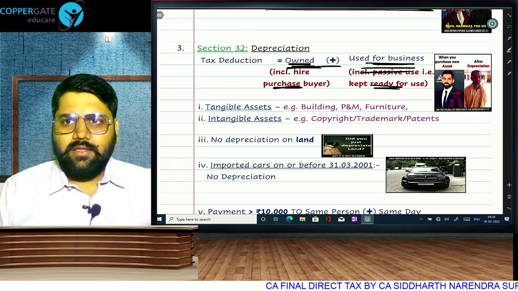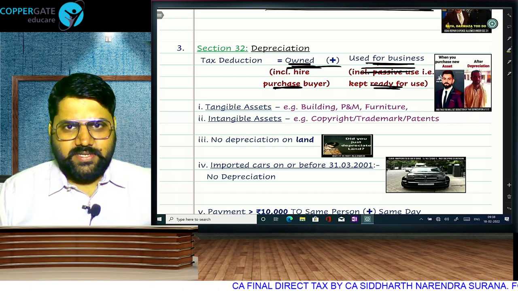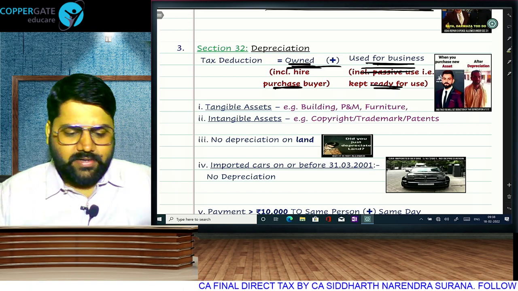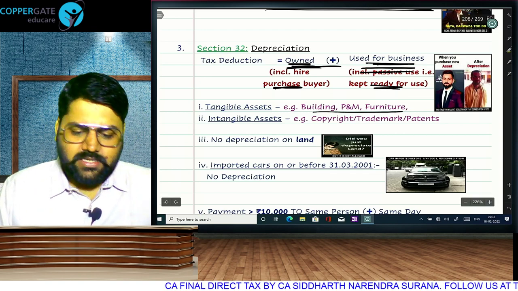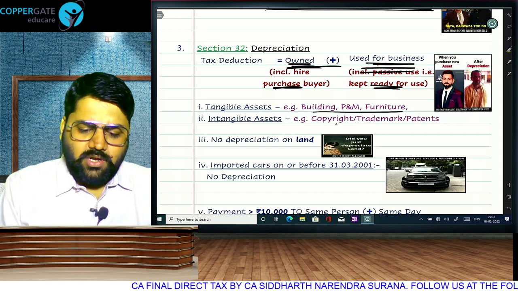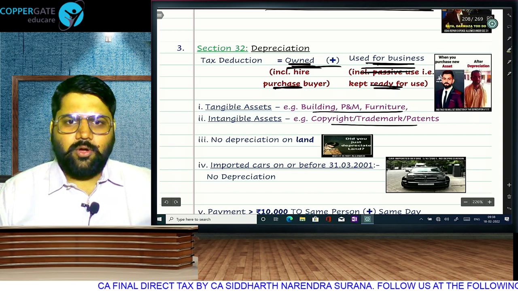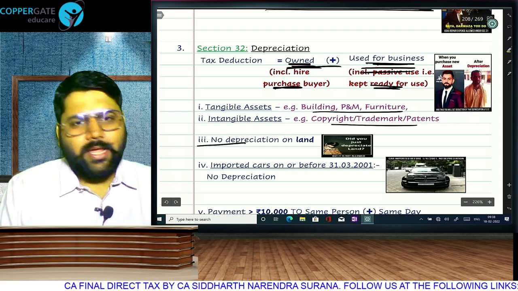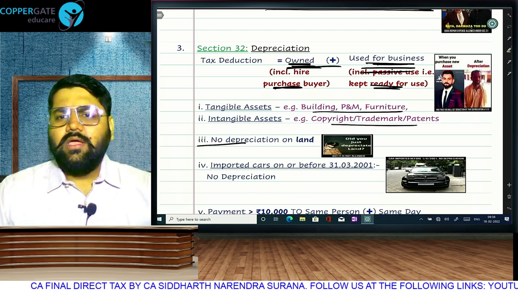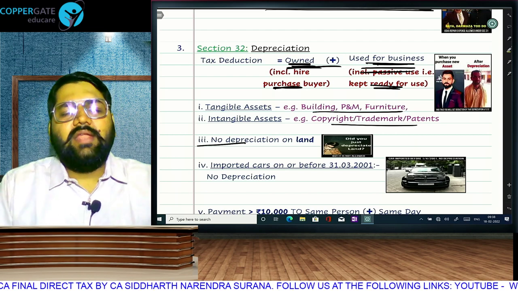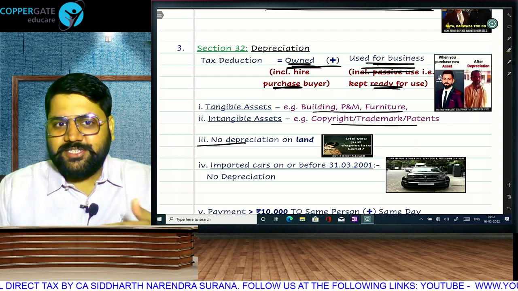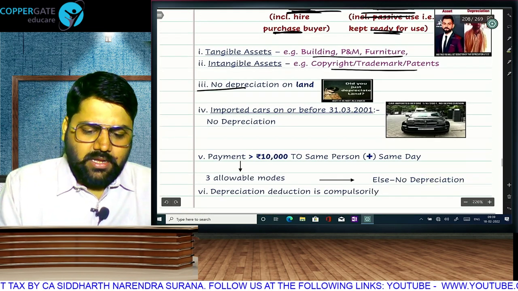So owned and used, and we will get the deduction of depreciation. Two conditions, and you get deduction of depreciation on tangible assets, whether building, plant, machinery, furniture, or intangible assets, patent, trademark, copyright, all assets. But no depreciation on land, even in accounts we don't charge, because land is an appreciating asset, there is no depreciation.